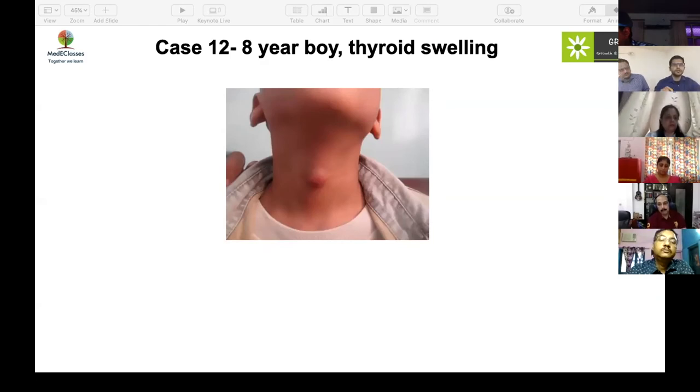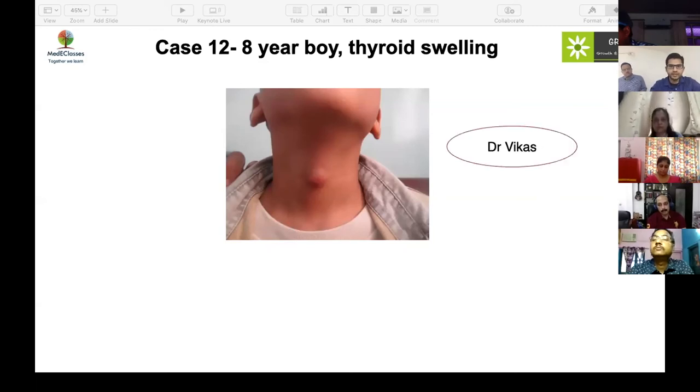Yeah. So here we have an 8-year-old boy with a thyroid swelling. As we can see, it is present in the center and localized, and it was also seen that the thyroid swelling was moving with deglutition. So, Dr. Vikas, what is it? He was being taken up for surgery by the ENT surgeon. Do you think surgery should have been done in this?